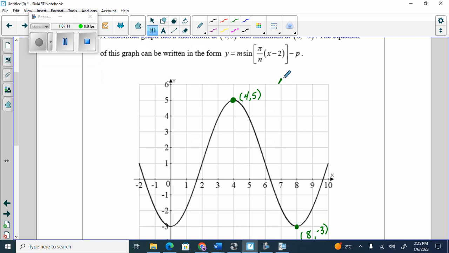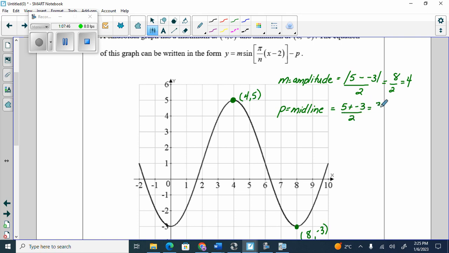Okay, so m is my amplitude. And my amplitude is the absolute value of the max minus the min, divided by 2. So it's 8 divided by 2, which is 4. The p is my midline, and it's max plus min divided by 2, which is 2 divided by 2, which is 1. So oopsie, fix that to a plus sign.